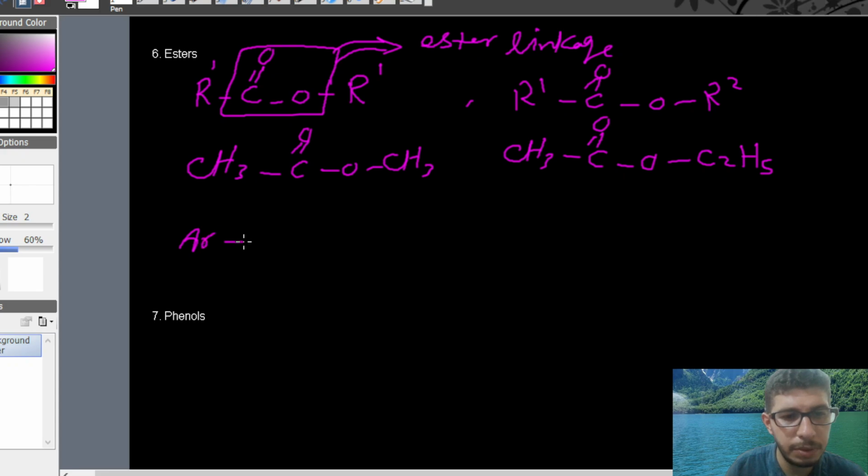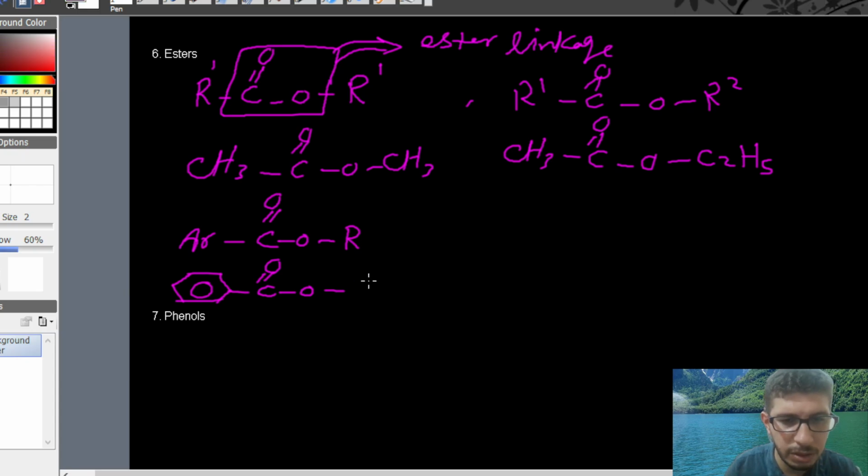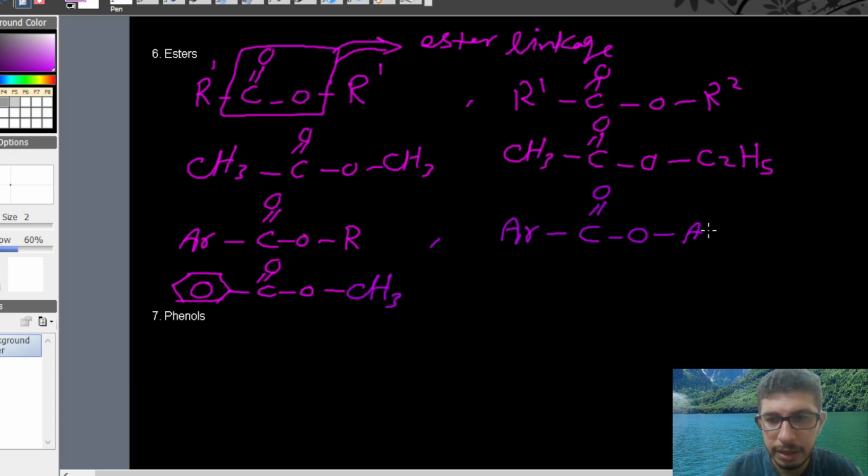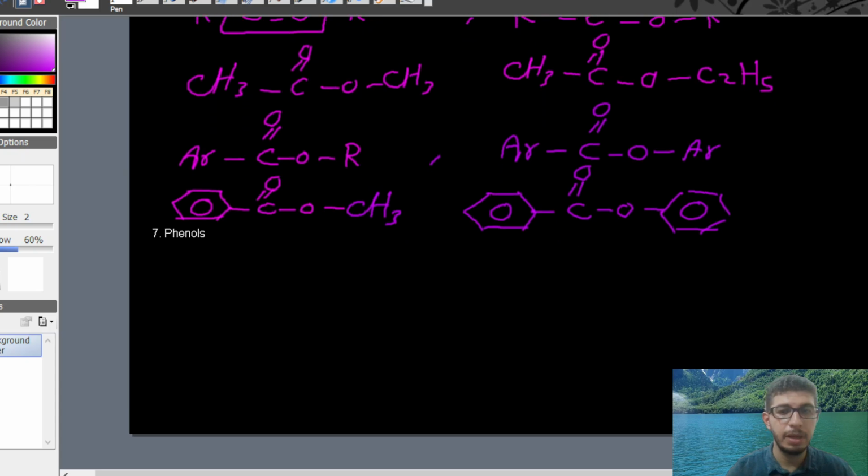It could be an aryl group attached to an ester linkage, just like here. So this is an ester, and we can have an example like this: an aryl group, just like benzene, then C double bond O, then O, then R. R could be a methyl group, for example. Or we can have both groups around the ester linkage be aryl groups. So here is an aryl group, here the ester linkage, and here is another aryl group. Then we can write it as a benzene attached to an ester linkage, and then our benzene ring.